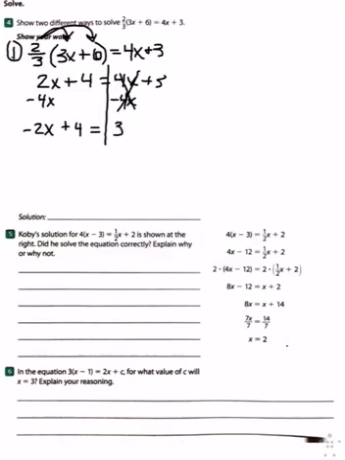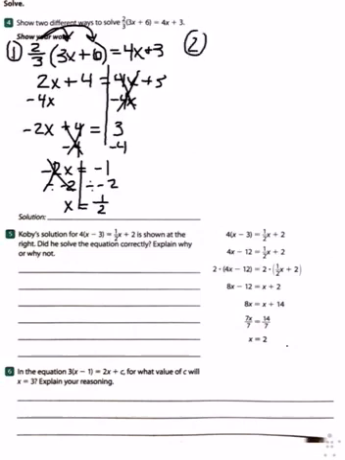I can then solve by moving the 4. It's plus 4, so we do the opposite. We do minus 4. 3 minus 4 is negative 1. My last step is to divide by negative 2. And I get x equals a positive 1/2.